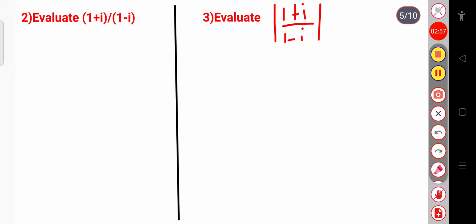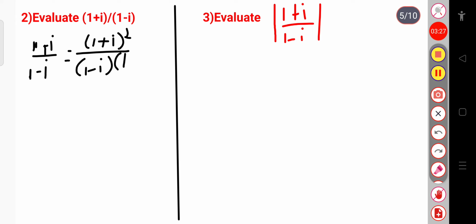Let us take another example. Let us calculate 1 plus i divided by 1 minus i. So, to calculate 1 plus i divided by 1 minus i, since it is 1 minus i in the denominator, we have to multiply its conjugate, that is 1 plus i, in the denominator as well as numerator. So, this will become 1 plus i whole square in the numerator divided by 1 minus i into 1 plus i, clear.